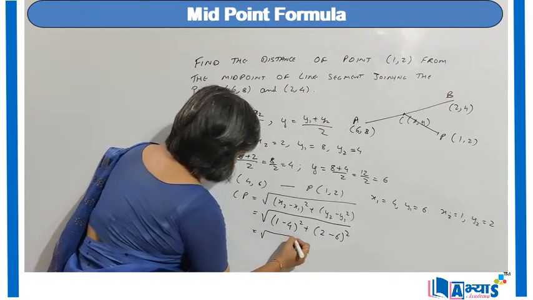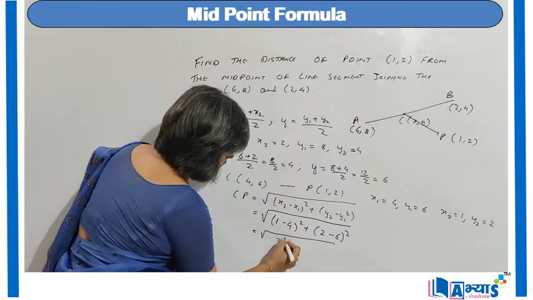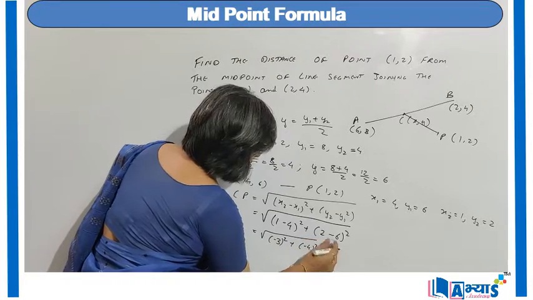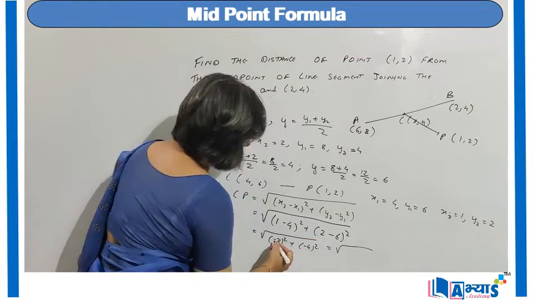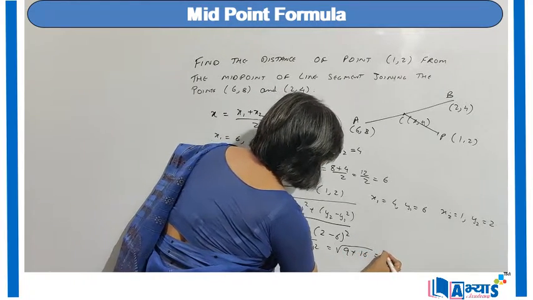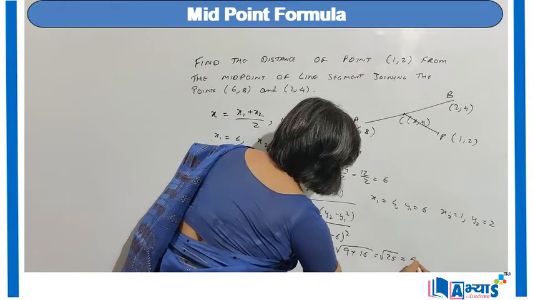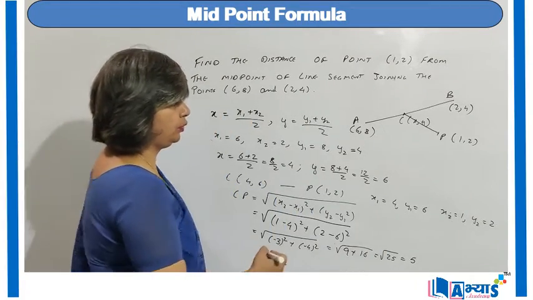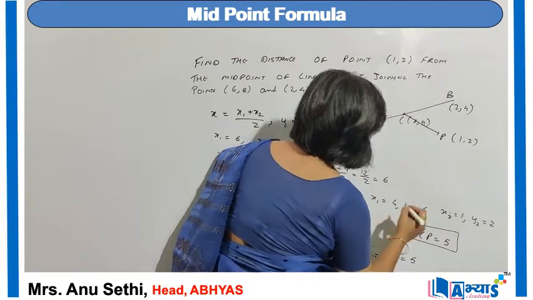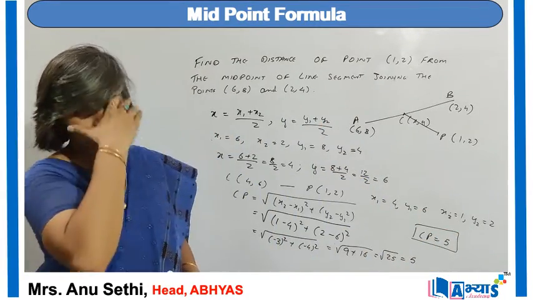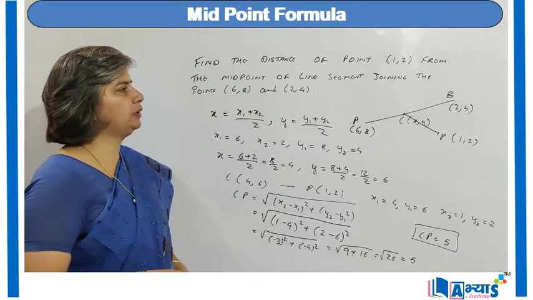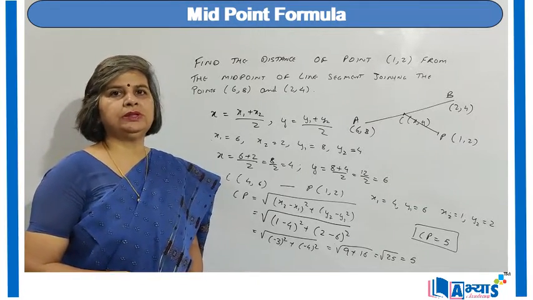So it will be equal to root of 3 whole square minus 3 whole square plus minus 4 whole square, which is further equal to, now 3 whole square is 9 and minus 4 whole square is 16, so it will be root 25, which is equal to 5. So the distance between the points C and P will be equal to 5. So this is how we can use the midpoint formula to find the coordinates of point C. Then using those coordinates we have found the distance between C and P using the distance formula.